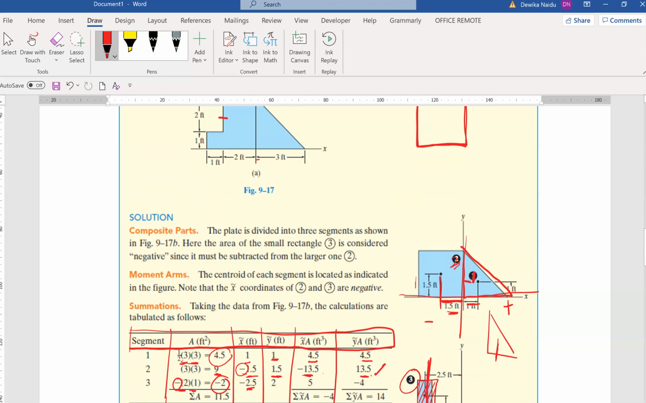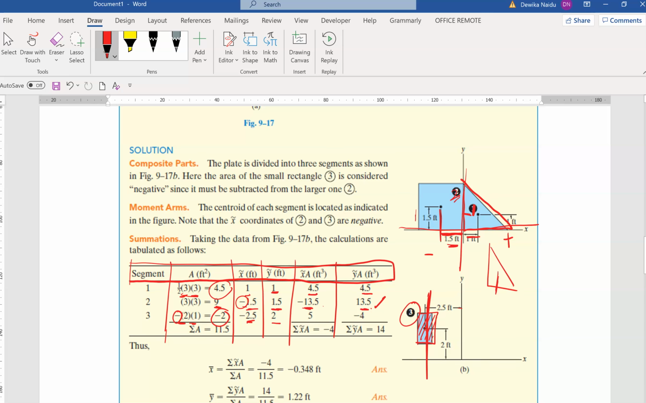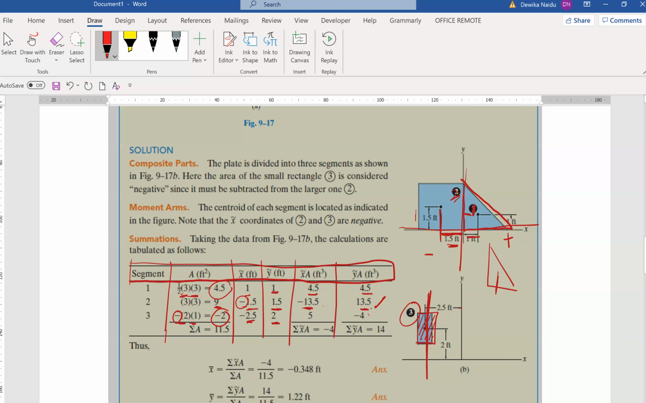1.5. So wait a minute. So this is 2. Half of 2 is actually 1, but it's lifted up 1, so 2. So this is the center, 2. So it will be 2. So 2 times negative 4 will be negative 4.